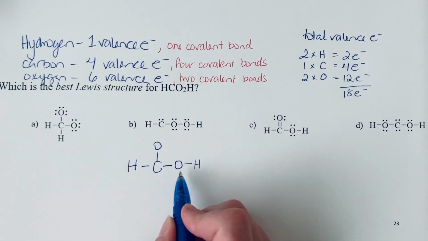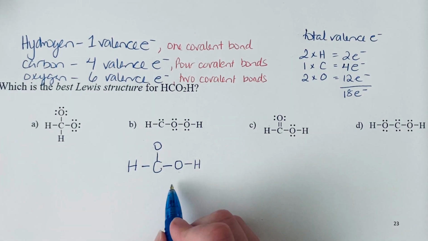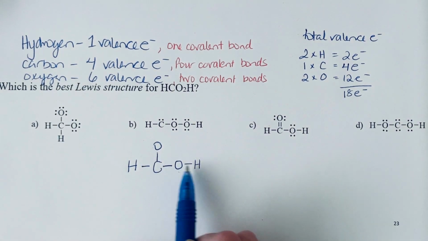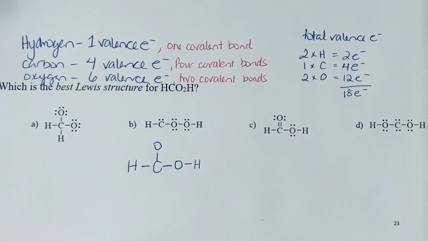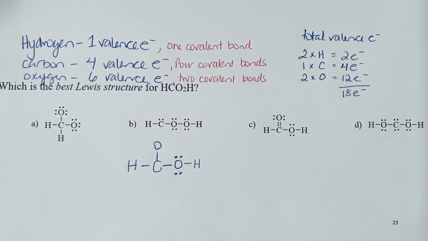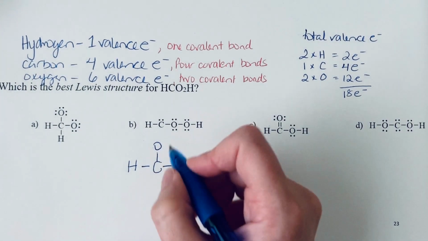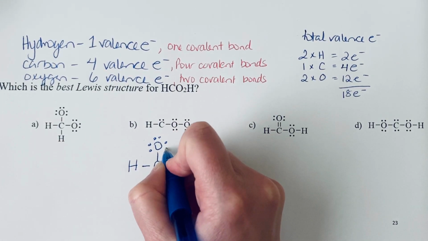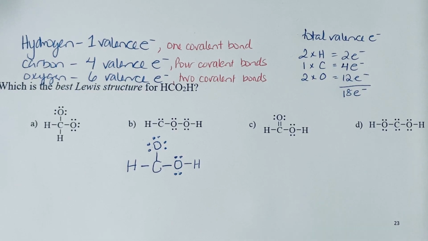So I'm going to complete the octets on these oxygen atoms with our remaining electrons. So as I mentioned, we have 2, 4, 6, 8. That means we have 10 more electrons that we can place. So 2, 4, and then I'll go to the other oxygen atom. So 2, 4, 6, 8, 10. And so now we have used all of our valence electrons. And so we cannot just add in any more.